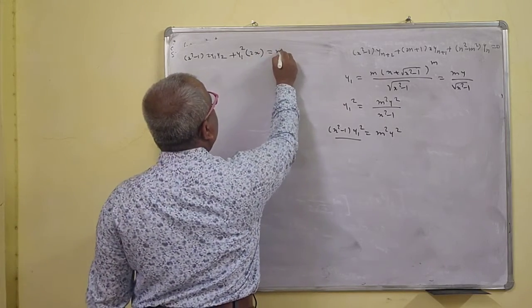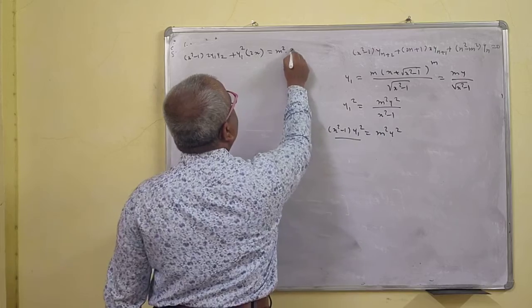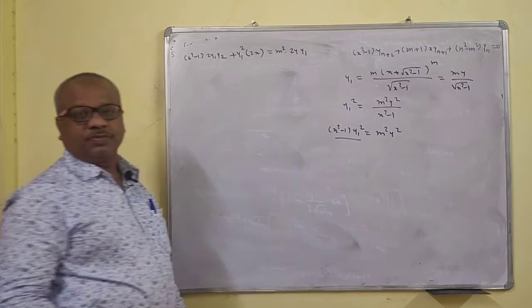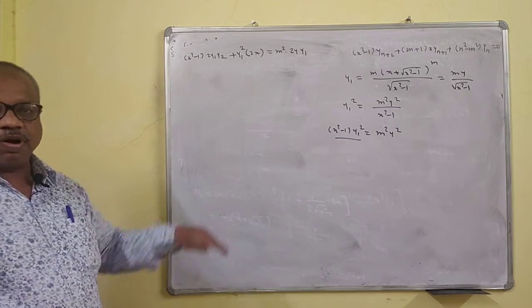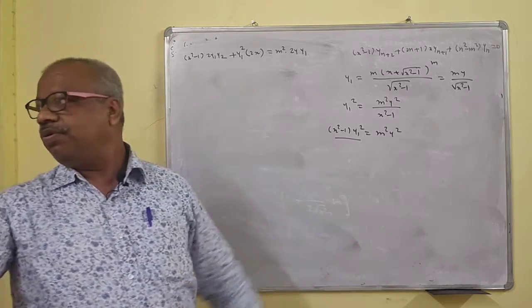Now here, m square will be as it is. The derivative of y square is 2y y1. You have to put the power, derivative of the power by 1, and you have to multiply the derivative of y.